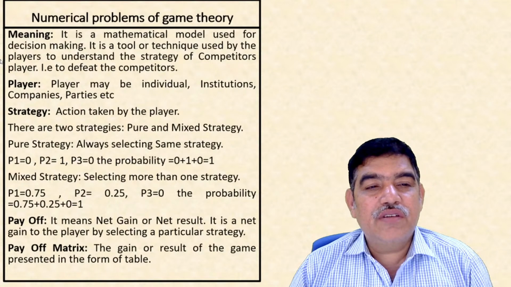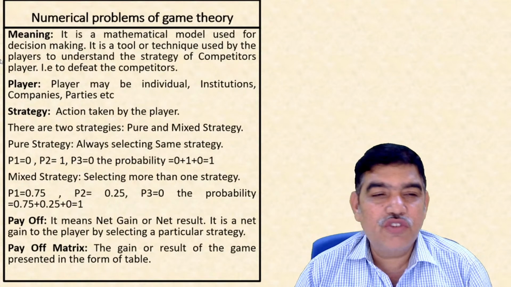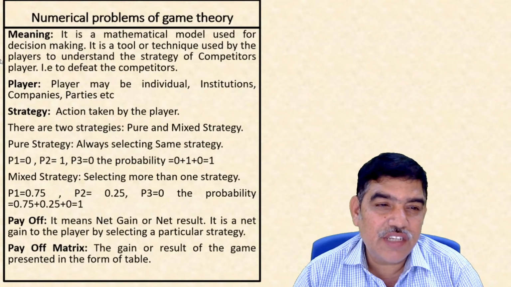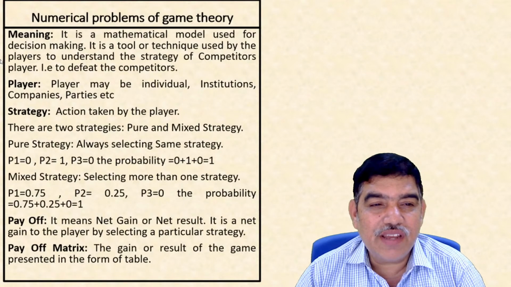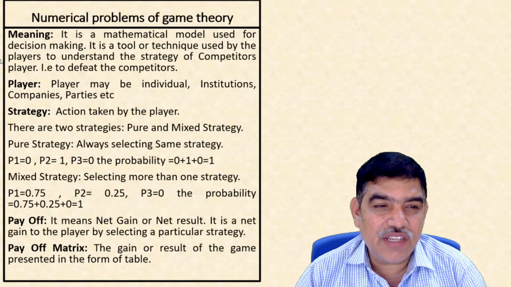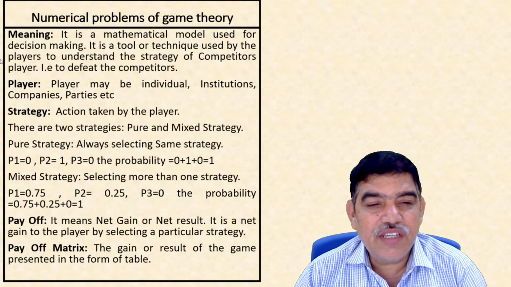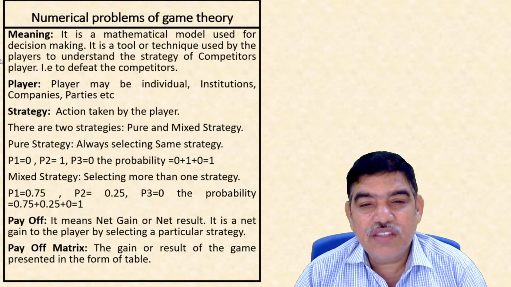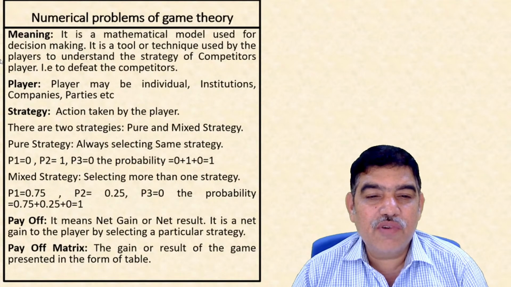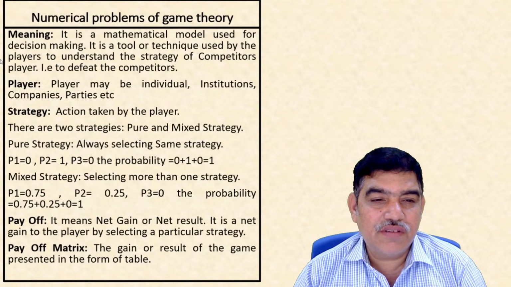A player may be an individual, institution, company, or party, etc. And strategy means action taken by the player. There are two strategies, as you know: pure strategy and mixed strategy. Pure strategy means always selecting the same strategy, and mixed strategy means selecting more than one strategy.